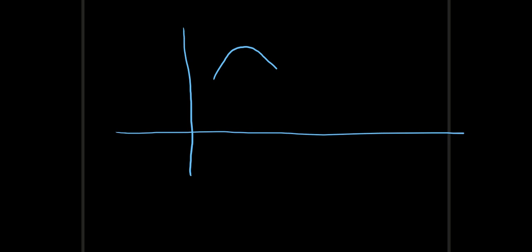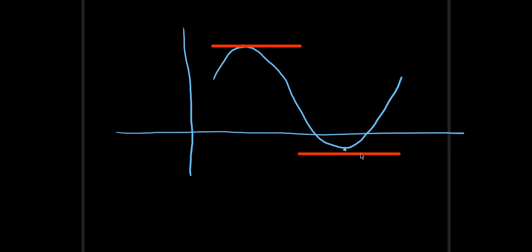Okay, now one more very interesting thing. Suppose we have a graph like this. You can observe one thing. At the maximum point and the minimum point, the tangents will be parallel to the x-axis.